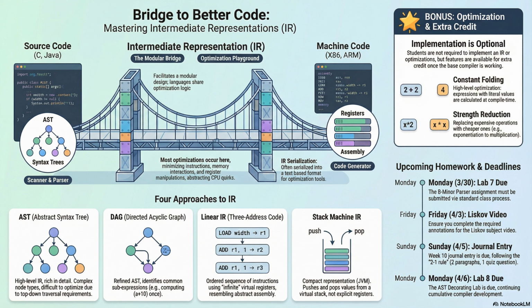First up, this Monday, your B minor parser for Lab 7 is due. Get that parser working. On Friday, you need to submit your annotations for the Liskov video. Sunday is your journal entry for week 10. And remember the 2-1 rule, minimum 2 paragraphs and 1 quiz question. 2 paragraphs, 1 question. Finally, the following Monday, your AST decorating lab, which is Lab 8, is due. You are literally teaching sand to think right now, which is no small feat. It is one of the most complex challenges in computer science.